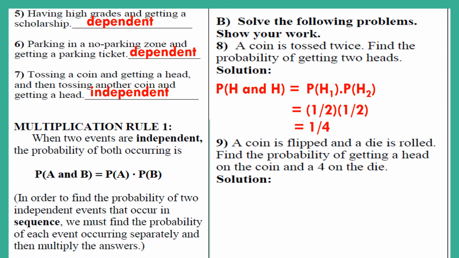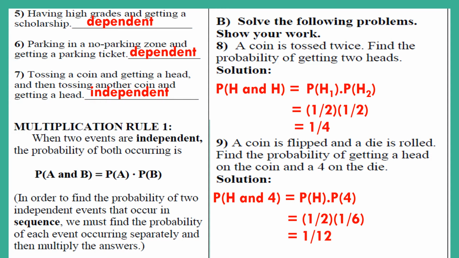Number 9. A coin is flipped and a die is rolled. Find the probability of getting a head on the coin and a 4 on the die. So they are independent events, coin and die. So the probability equals the product of the probabilities of the head and the 4 on the die, which is for the coin 1/2, and for the die, 4 on the die is 1/6. So multiplying, we get 1/12.